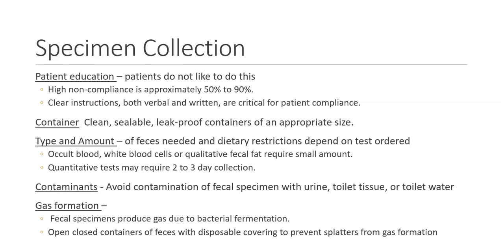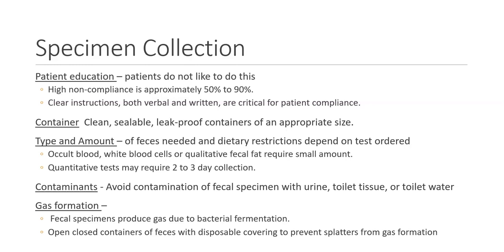The container needs to be clean, sealable, leak-proof, very important, of an appropriate size. Sometimes we just want one fecal sample from one day, sometimes a collection over 3 or more days. The type and amount of feces needed and dietary restrictions depend on the test ordered. Occult blood, white blood cells, or qualitative fecal fat requires a small amount of feces, so just one bowel movement. Quantitative tests may require a 2 to 3 day collection.